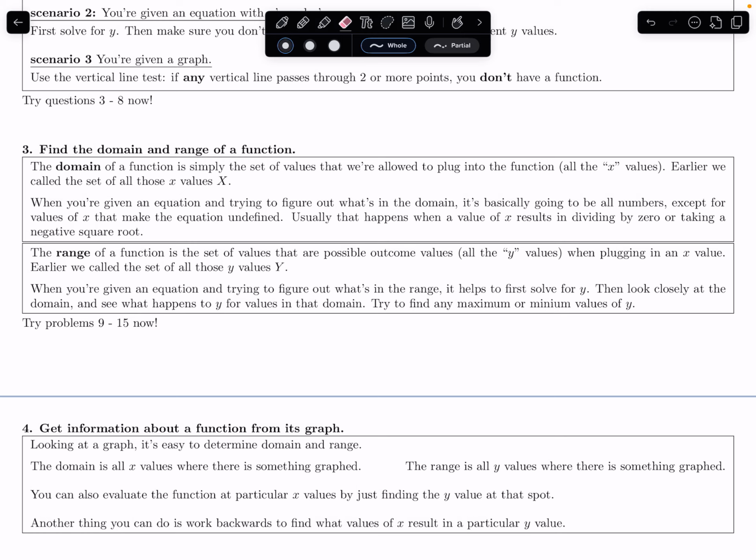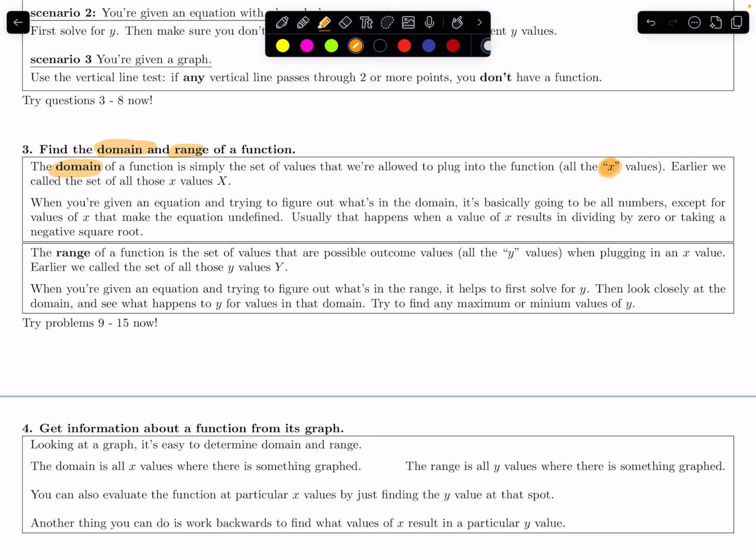All right, guys, here we are, video 3 of 4. This is about finding the domain and range of a function. Domain and range. So first of all, the domain. The domain of a function is simply the set of values that we're allowed to plug into the function. So all the x values.